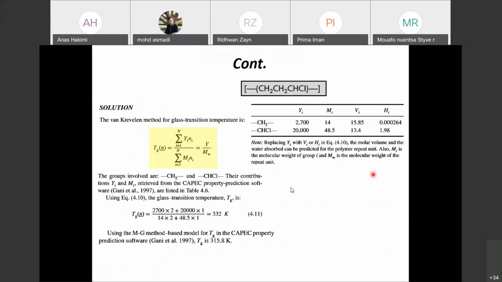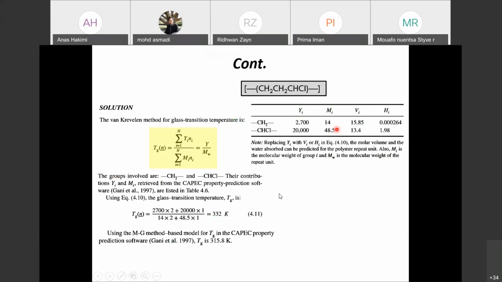So look at here, this is the yi. Replacing yi with vi or hi in the equation here, this equation is molar volume and the water absorbed. So you can substitute all this and you can get the answer. So using the MG method based on base models, we can predict about 32 Kelvin. So this is the glass transition model, so we can predict, other than using experiment. Any question about the primary properties prediction?